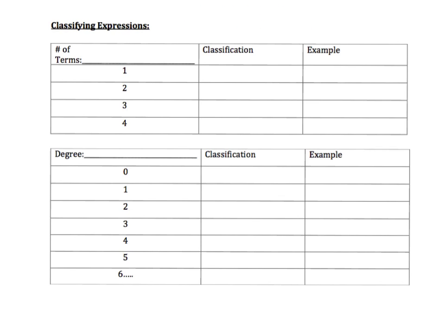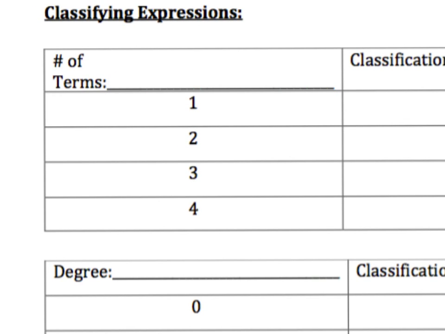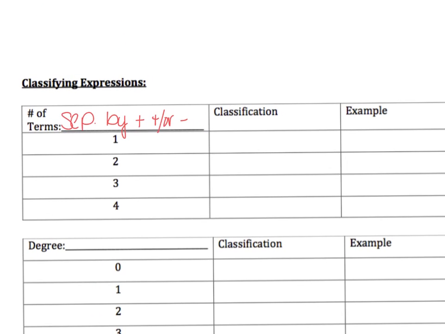But before we talk about how we classify them, let's talk about what a term is. Okay, a term is going to be separated by addition and subtraction signs. So I'm just going to abbreviate here. Separated by addition and or subtraction. Okay, so let me give you this example here. If I just have one term, that means I have nothing added or subtracted to it. So it could be like 3x. Okay, that's one term. It could be something like just a number, 4. It could be just a letter, a variable, like y.